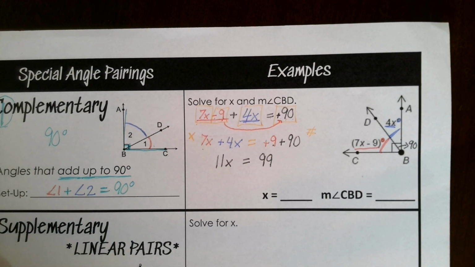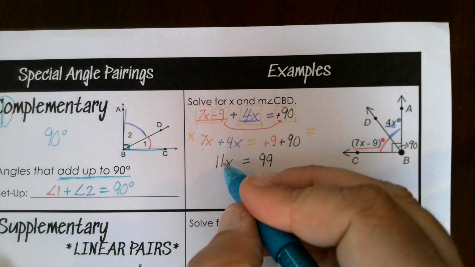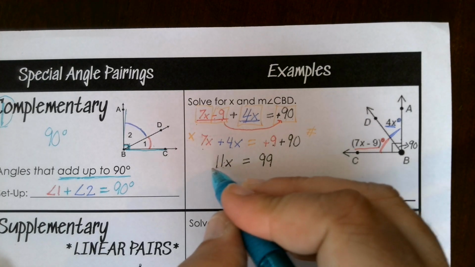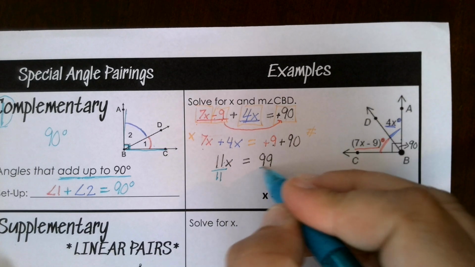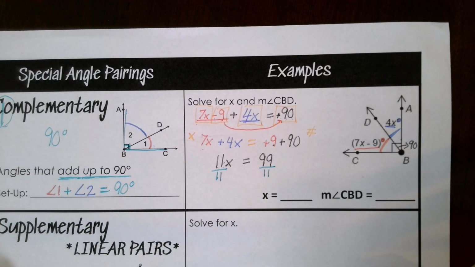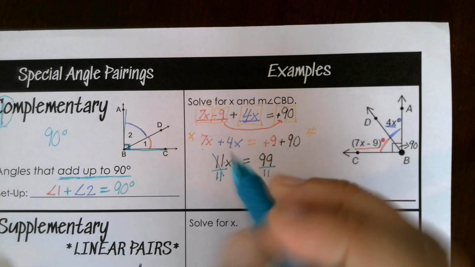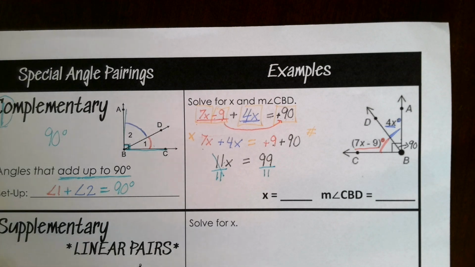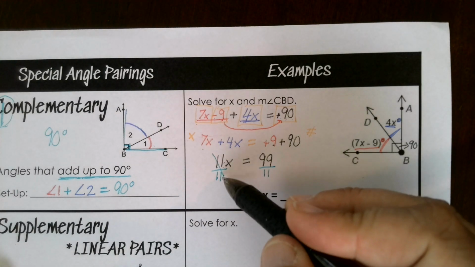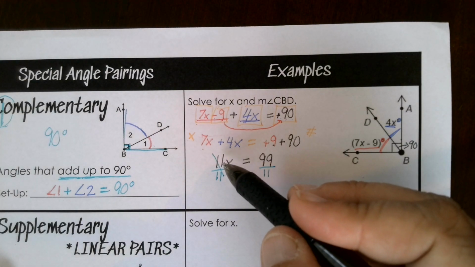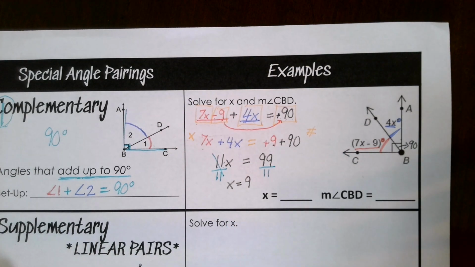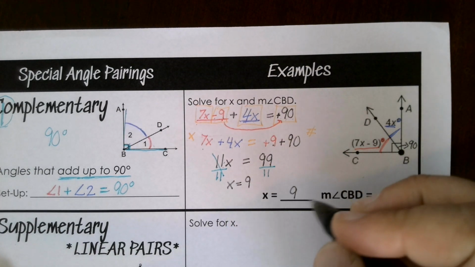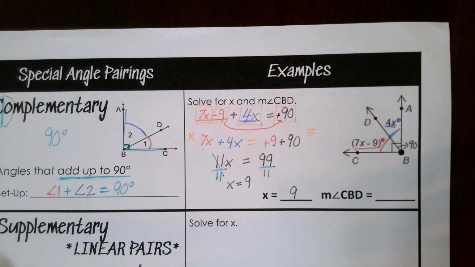Last step. Whatever the number is in front of the variable, divide by that number. That cancels out the coefficient. Divide cancels multiply, and you get x equals 9. Woo! Got what x equals. You can fill this in.